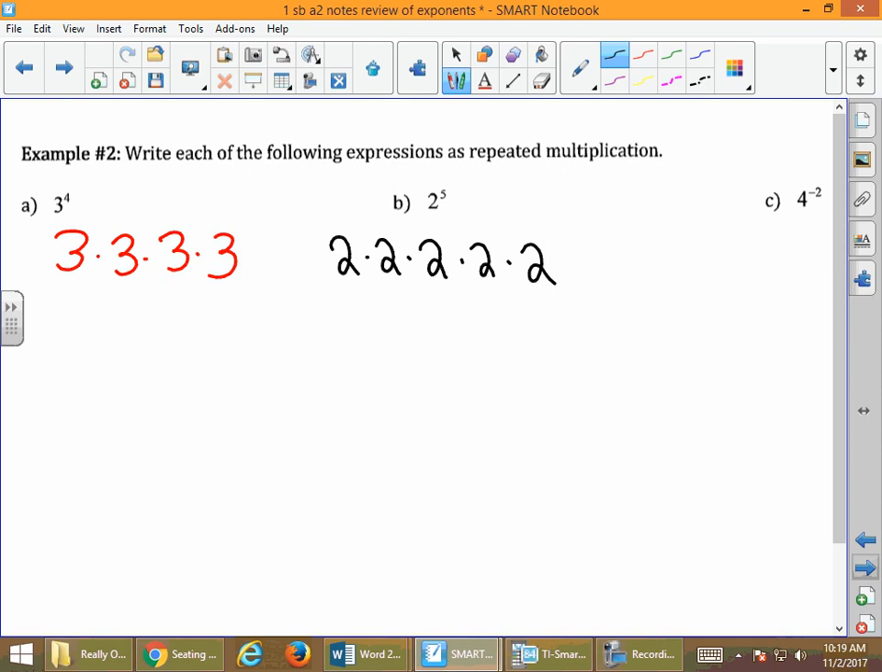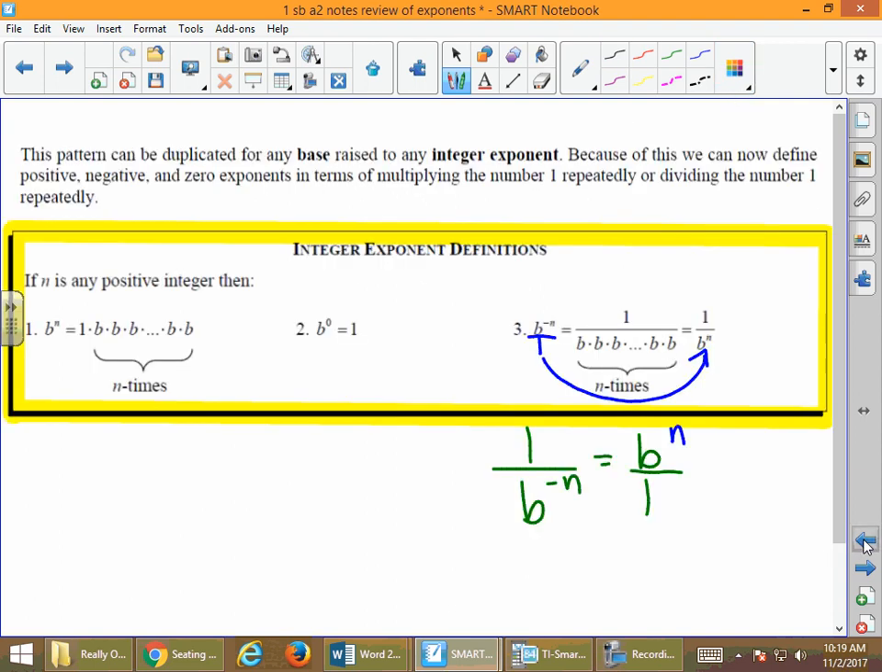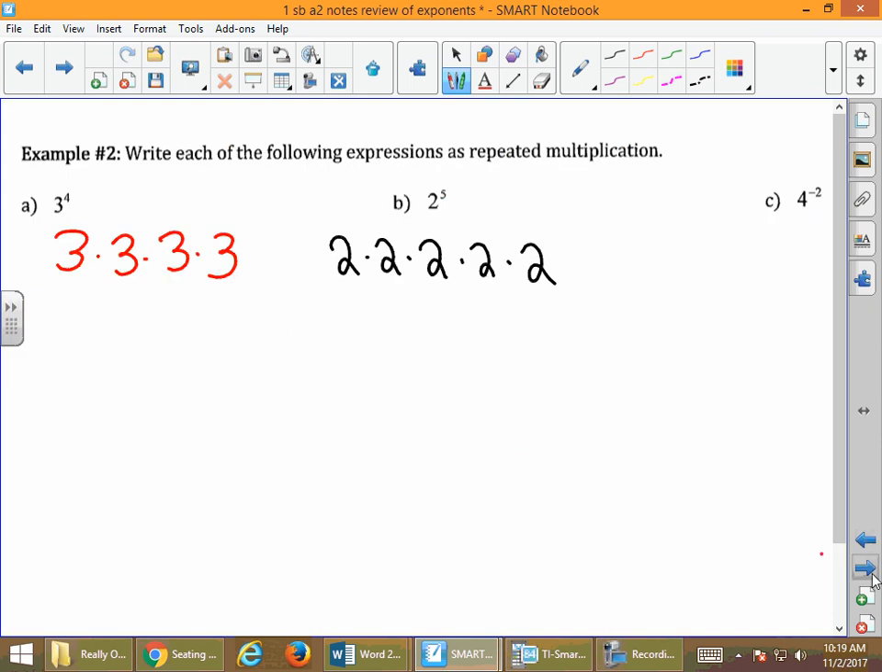Over here, with 4 to the negative 2, we need to go back and look at our rule. 4 to the negative 2 means that we're going to flip and change the sign on the exponent. It was 4 over 1. And then if we write it as repeated multiplication, this becomes 1 over 4 times 4.